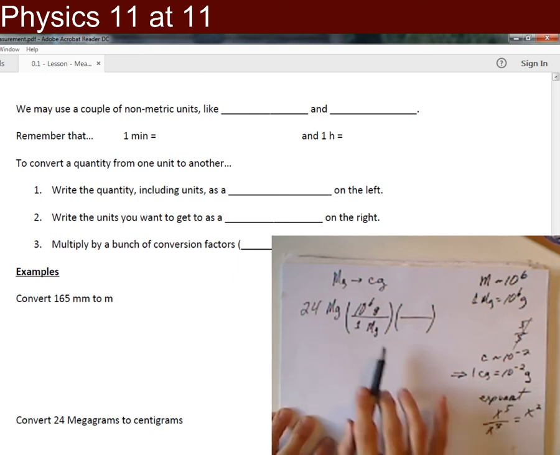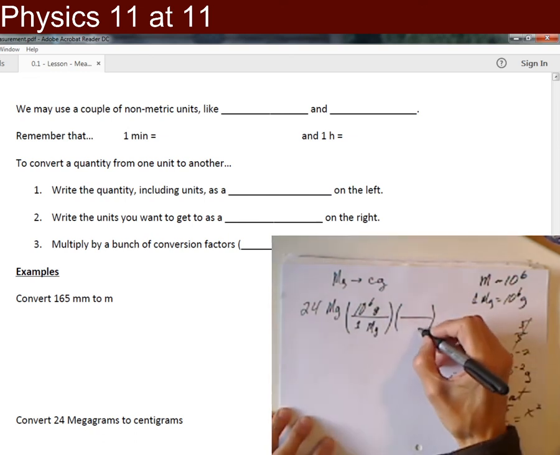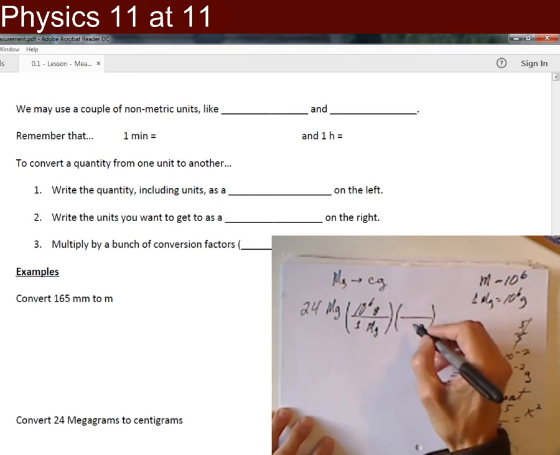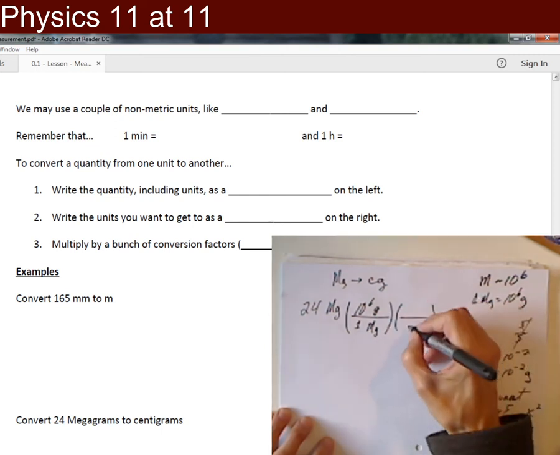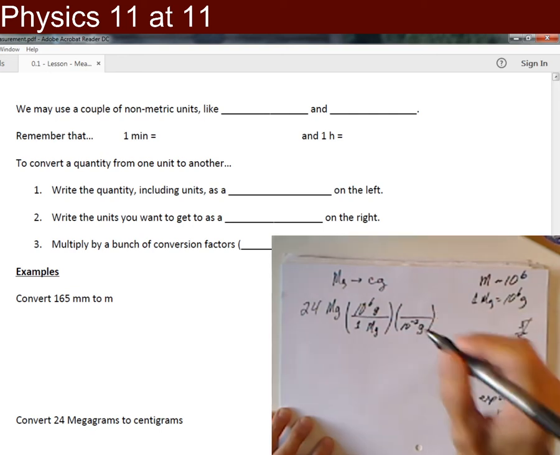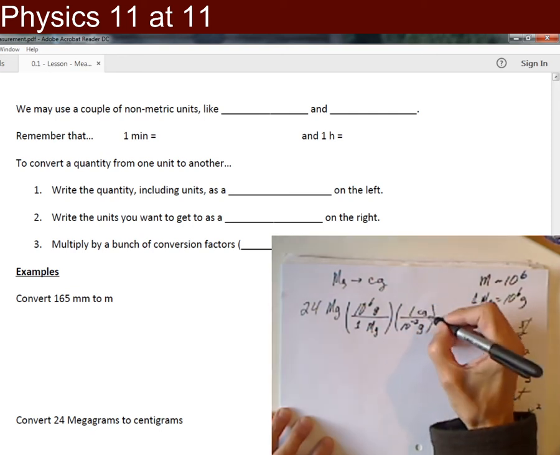All right, so we need grams on the top or on the bottom? Grams is on the top, so we need it on the bottom. Top divided by bottom, gone. So we have 10 to the negative 2. We have 1 centigram there.